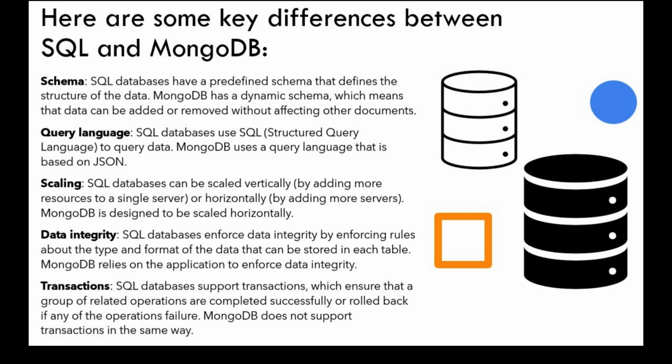Transactions: SQL databases support transactions, which ensure that a group of related operations are completed successfully or rolled back if any of the operations fail. MongoDB does not support transactions in the same way.